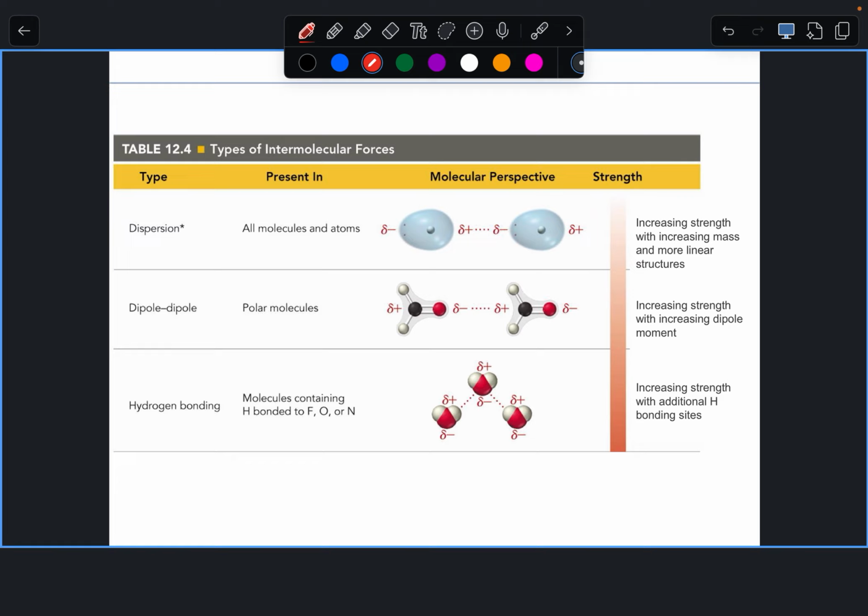But all molecules will have that weakest one, which I think is what you're getting at. So everybody's going to have the weakest one. The question is just, do they also have one of these stronger ones? So although everything has the weakest one, we usually care about what is the strongest of the forces that it has.